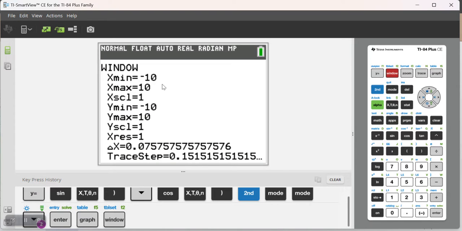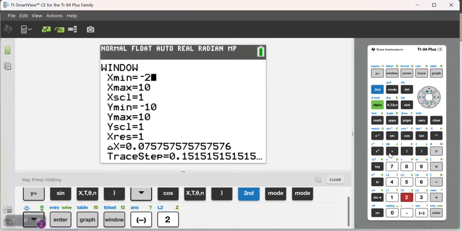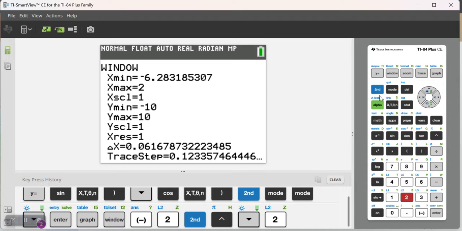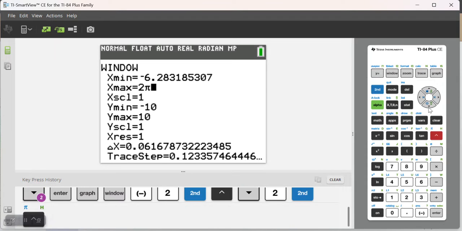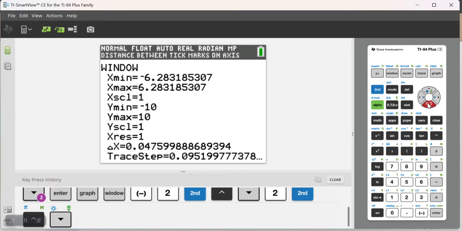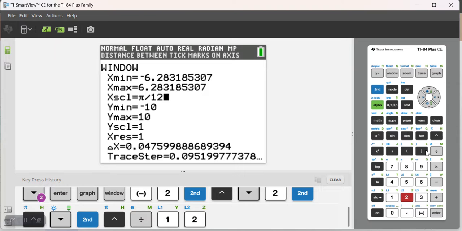And let's say I want to go negative 2 pi to 2 pi. And then this is where it matters. My x scale determines how far apart those marks on the x-axis are going to be. It's radians, so you could go something like pi sixths, pi fourths, pi halves, or if you want to pick up all of those, you could go pi twelfths. That will give me all the pi sixths, pi fourths, and pi thirds.